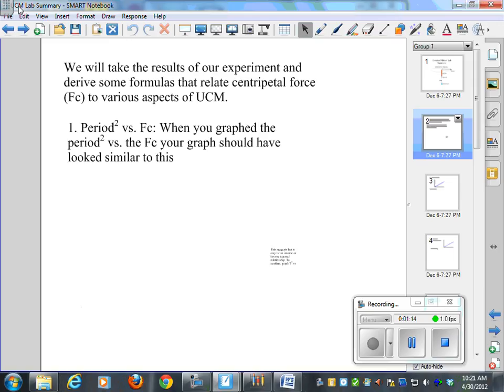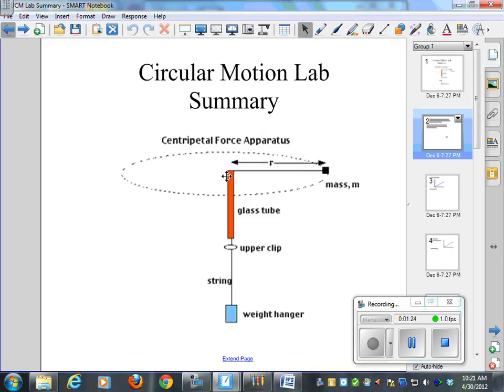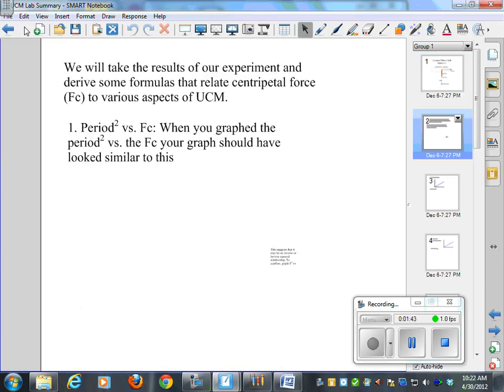Okay, so the first one that we did was when you took the one-stopper apparatus and adjusted the number of washers on the bottom. Just so you have an idea what we did here, we've got a glass tube, rubber stoppers on a string, and on the bottom we put washers. We spun it around and measured the time it took to go around, and we added more washers to the bottom. That meant more force pulling down, which meant the centripetal force was greater. We timed it and decided what happened to the period as we went around. So when you graphed period squared versus Fc, your graph should have looked similar to this.